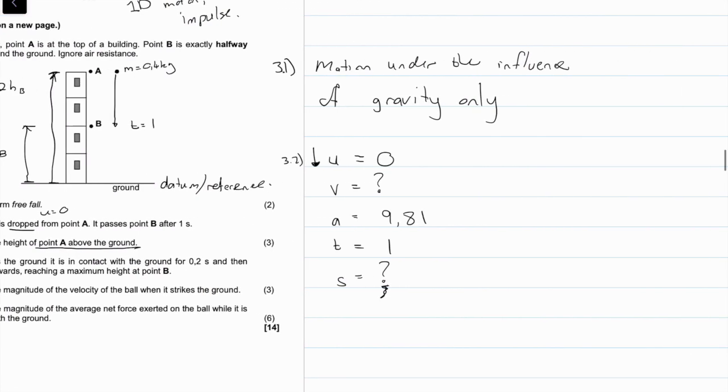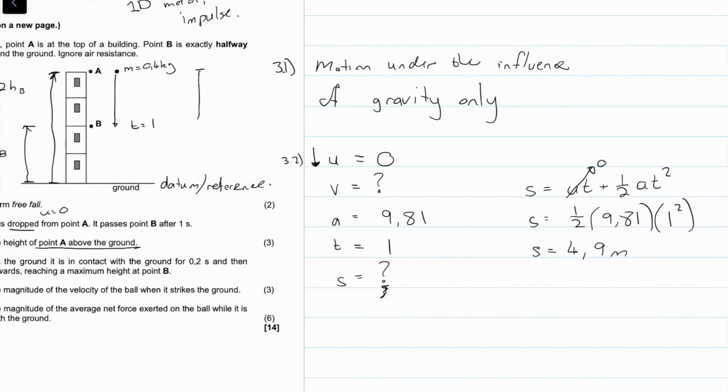So what equation can we use? Let's use the equation S is equal to ut plus a half at squared. S is equal to a half times the acceleration, because ut goes away as u is equal to 0. So S is equal to a half times 9.81 times 1 squared. What we get is that S is equal to 4.9 meters.